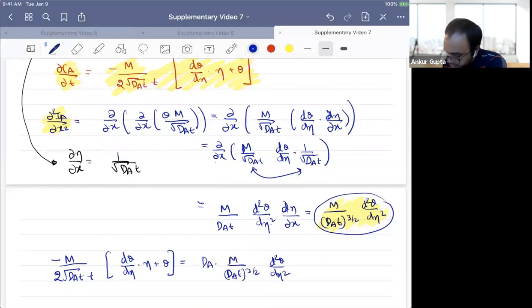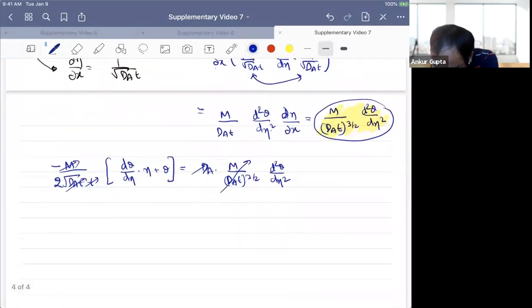So what you get now is you will basically have all of these terms cancelled, not the two. You will have all of these. You can check that this gets cancelled because m also gets cancelled. Essentially your final equation becomes the ODE d square theta by d eta square plus 1 by 2 d theta by d eta into eta plus theta by 2 is equal to 0.